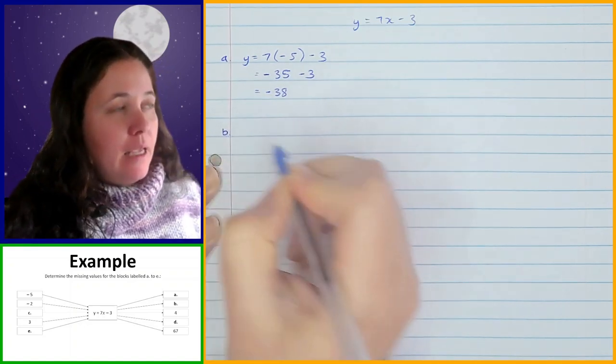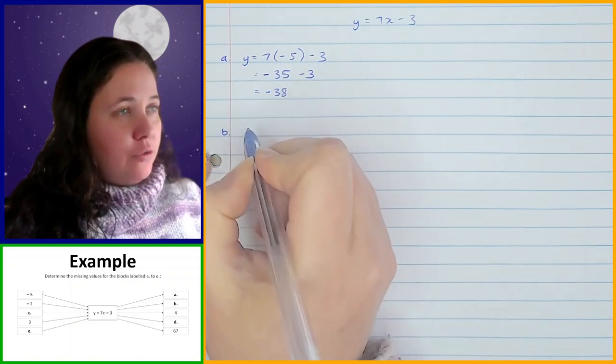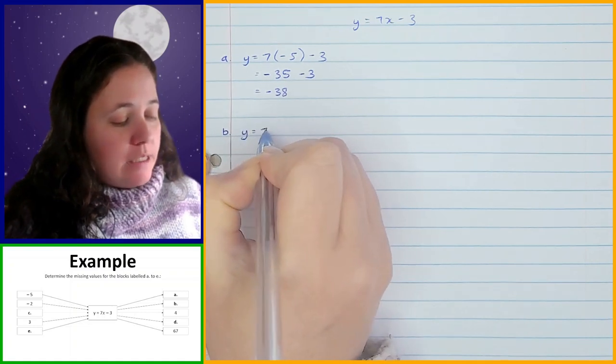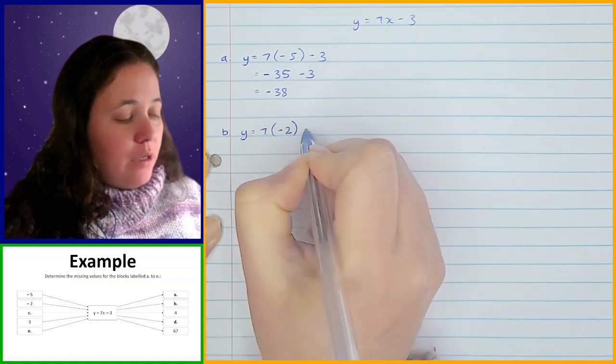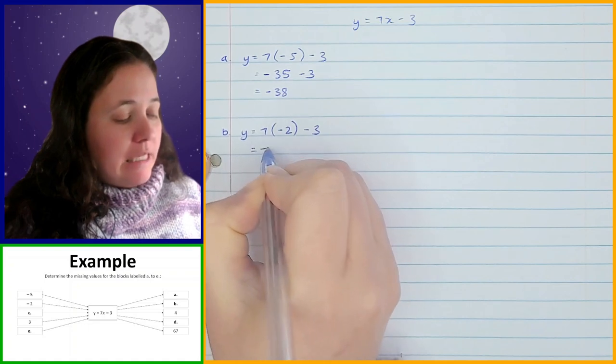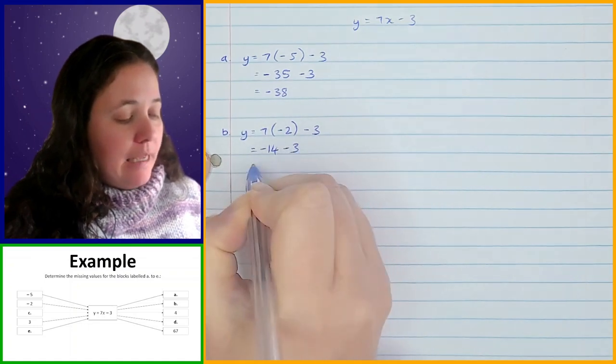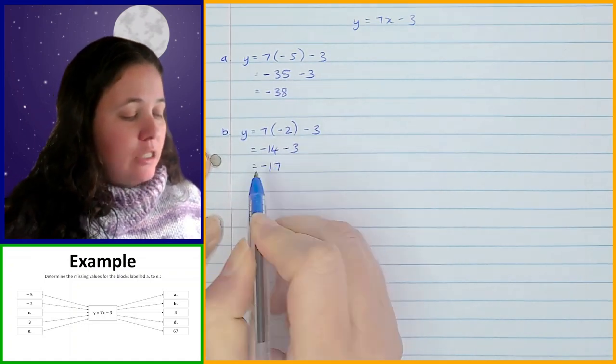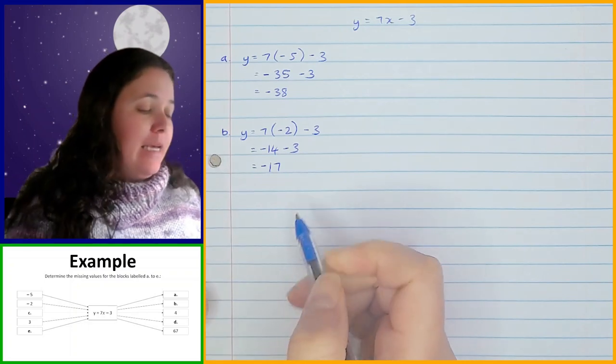B, now my input is negative 2. So I've got y equals 7 times negative 2 minus 3. That gives me negative 14 minus 3, which is negative 17. So for B, my output value is negative 17.